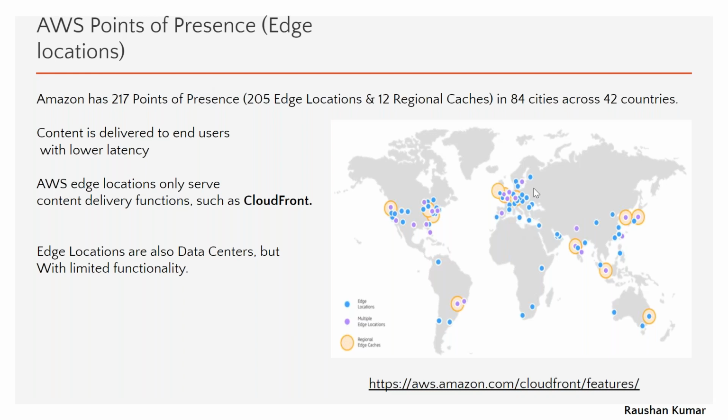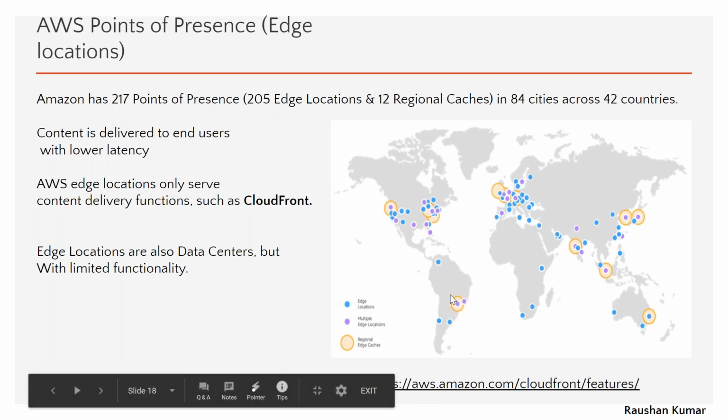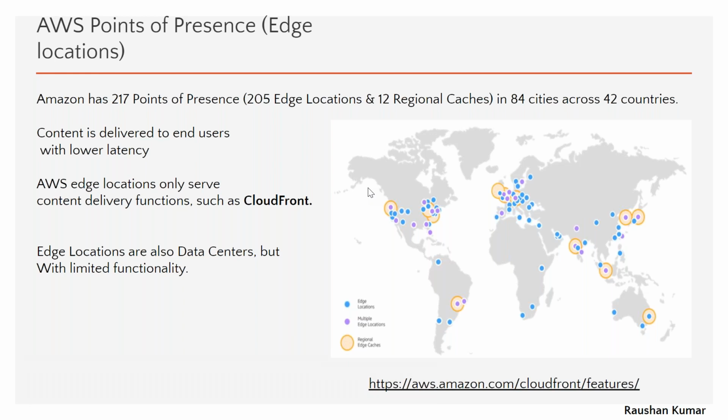You see these blue dots here, these are edge locations. And these orange circles are the regions, the regional edge caches. So they have covered the entire world. That's why AWS is that popular. They take one third of the entire market share.